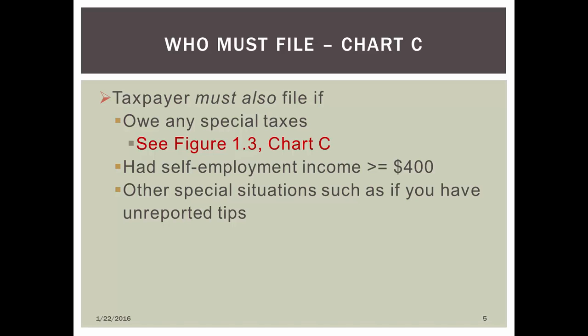There is also a third chart, Chart C, and this deals with special situations. One of the most important ones for our class is if the taxpayer had self-employment income. If they were an independent contractor or had their own business and they made at least $400 in that business, then they are required to file a tax return. They won't owe any regular tax if their self-employment income is real low, but they will owe Social Security and Medicare tax.